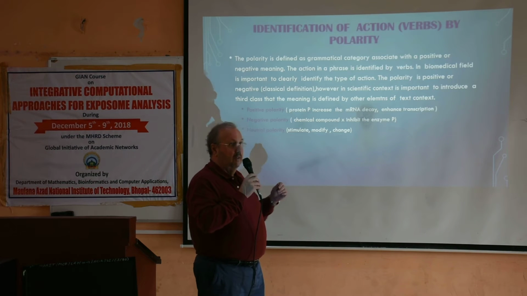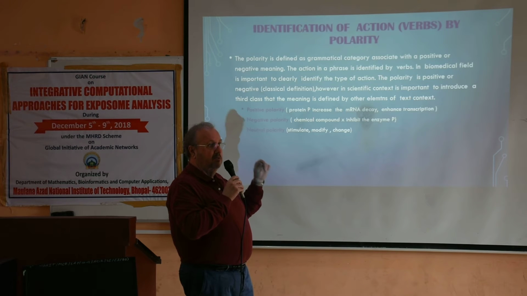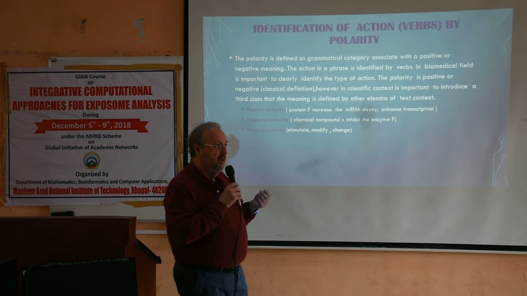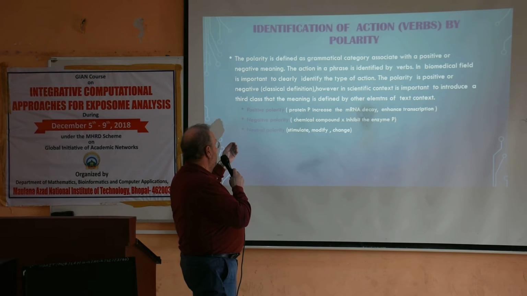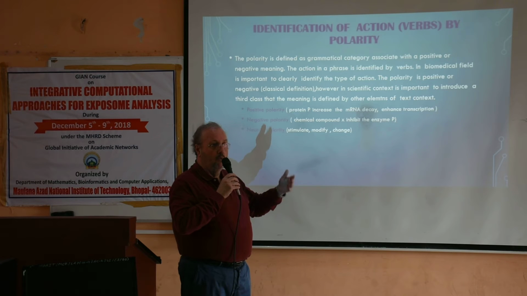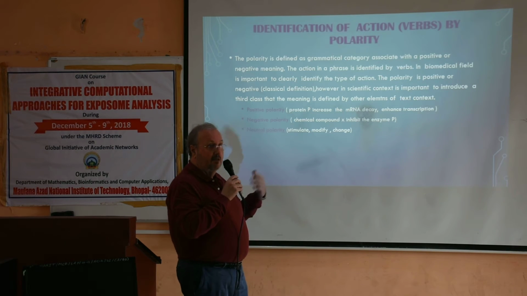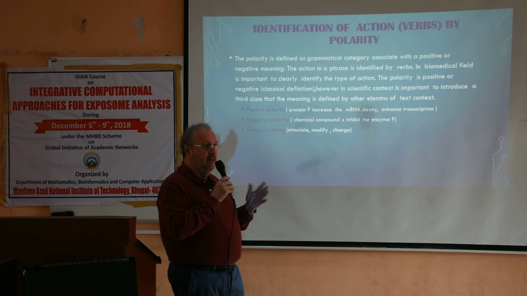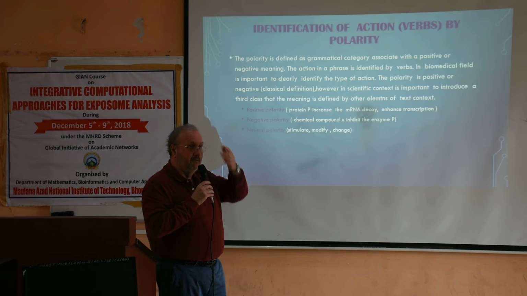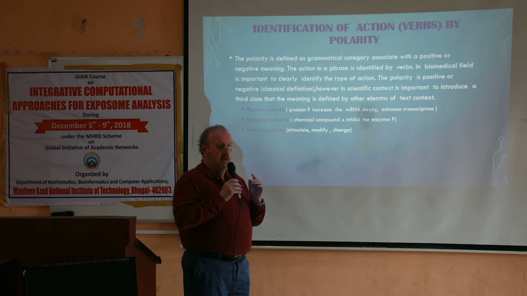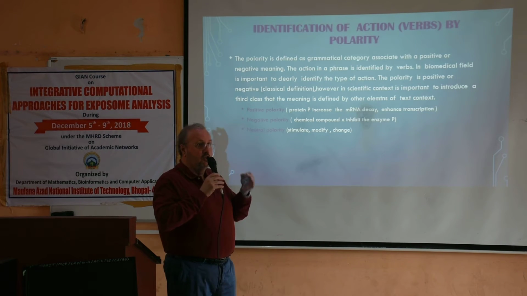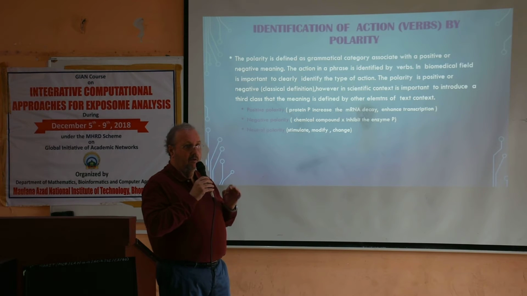For instance, one can say protein P stimulated the inhibition is a negative, or this drug stimulated the wound healing is a positive. Then the problem is to identify this third class. That is a big problem, so the identification requires knowing in which context this word is embedded.